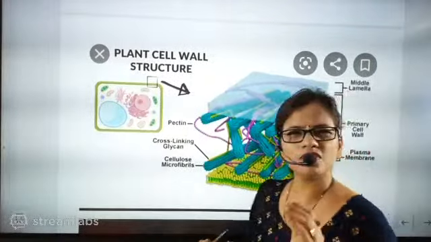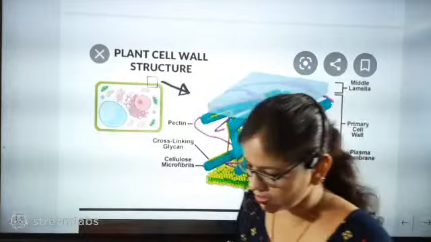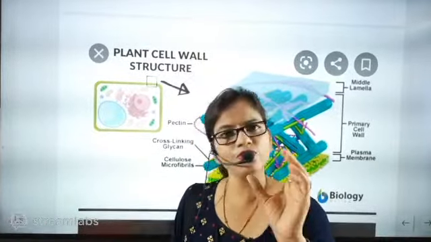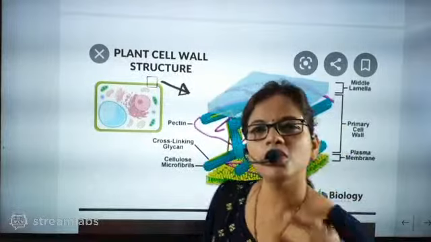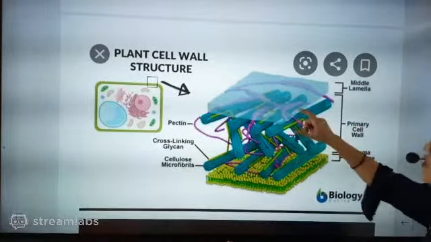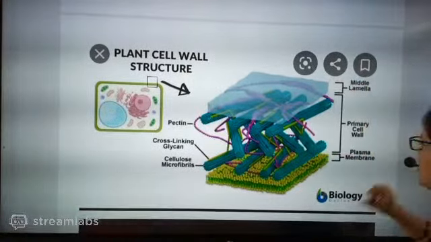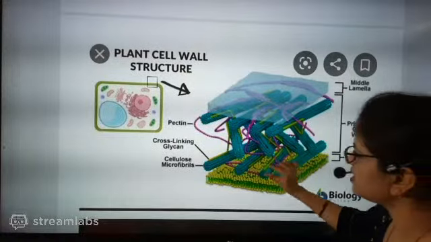You don't have to study this much complex part. But beta, I want you to have some imagination. The cell wall looks like this. So the plant cell wall looks like this. This is the middle lamella, this is the plasma membrane, this is the outer coating, beta.